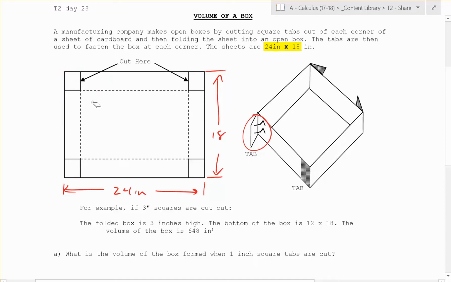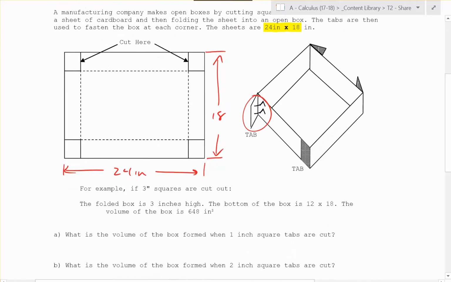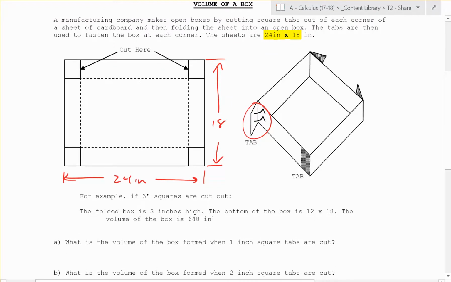So the first question asks, what is the volume of the box formed when 1 inch square tabs are cut? When we cut out a tab where it's 1 and 1, we know the volume of a box is length times width times height. So if we cut out 1 by 1 on each of these corners, what's the length and width and height going to be? Well, the height is going to be 1, but what is this going to be? Let's call this right here the width. If you cut out 1 and 1 on each side of this, this will be 16.